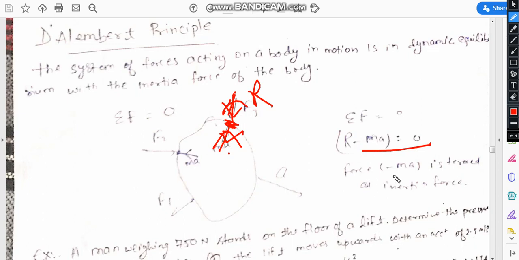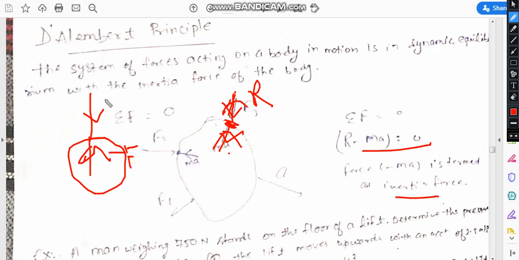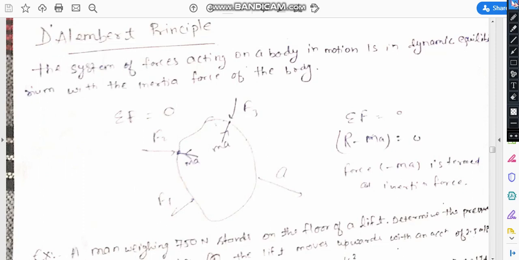Okay, so the force which is assumed to be minus MA is also termed the inertia force. Nothing but, if this is a body and we apply a force on it, the same amount of force in the opposite direction acts on this body. If we apply a positive force F in this direction, the negative F is in the opposite direction, so the resultant force on this point is 0. Okay, so R minus MA equals 0. So how can we use this concept to solve a problem? It is this.